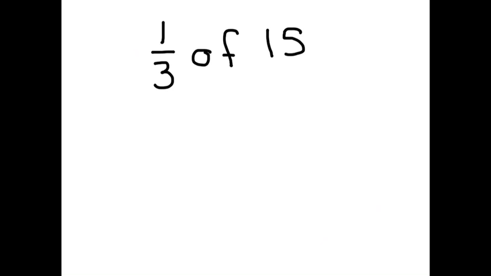Here we see that word "of" again. So we know that we're looking at fractions, so that means multiplication. So we've got 1/3 times 15. Well, now we're kind of confused. We say, how can I multiply this fraction times a whole number? Well, we can turn that whole number into a fraction by putting it over the number 1. This means that we got 15 wholes, and now we can just multiply it like normal.